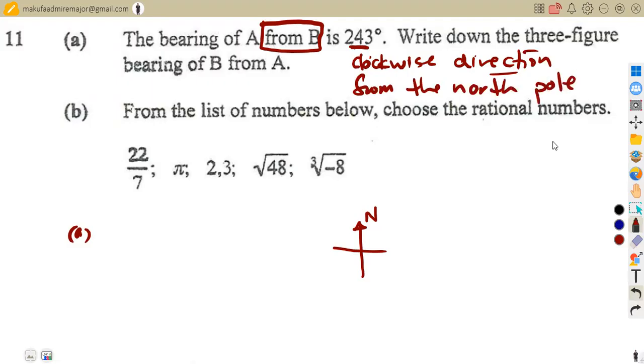So that is what you're going to consider, meaning from our north pole, where do we expect to obtain 243? This is 90, this is 180, this is 270. So 243 is less than 270, maybe somewhere here. So this is where we expect to have an angle of 243 taken in clockwise direction from the north pole. So this angle is 243 degrees. So that's where we have the point B. So where B is going to reach, we are saying it's A from B.